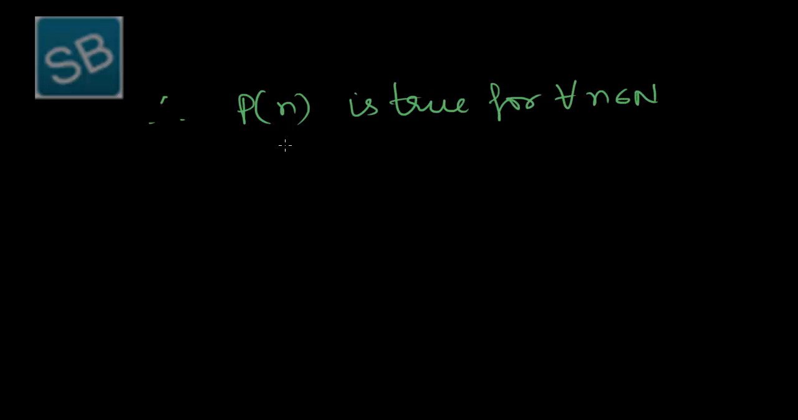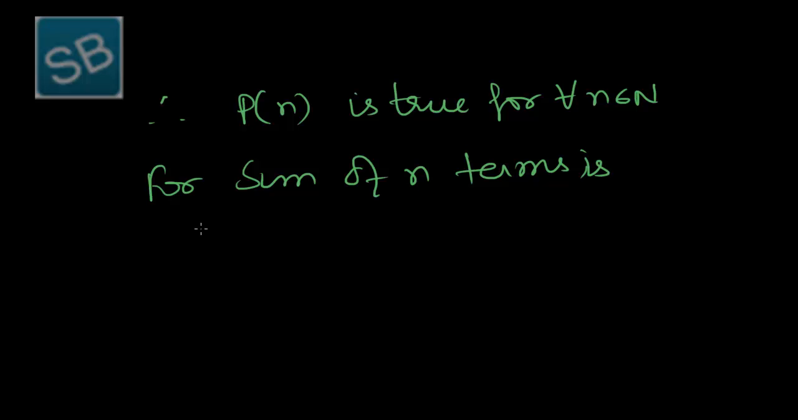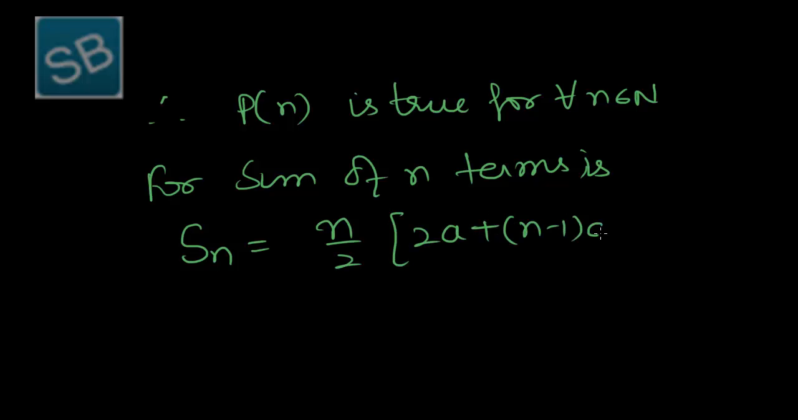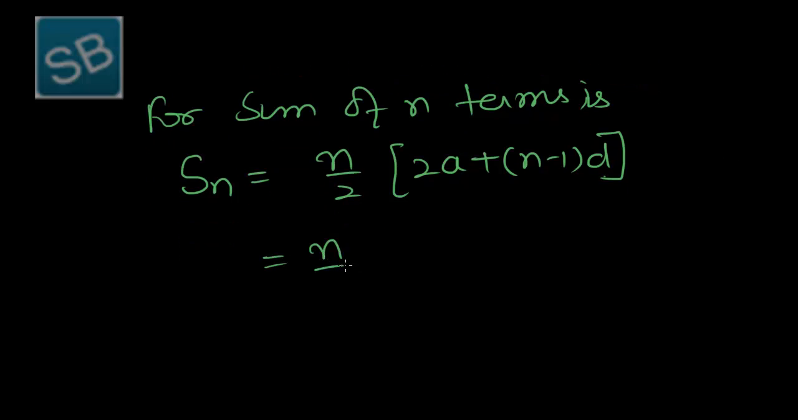That is, Pn is true for all n belongs to N. That is, the sum of n terms is given by, for an AP sequence, Sn is equal to n by 2 into 2a plus n minus 1 d, or we can rewrite as n by 2 into a plus n minus 1 d.